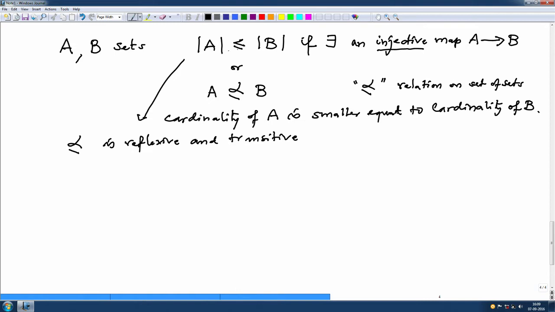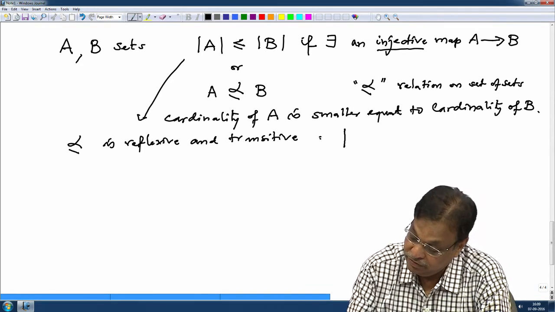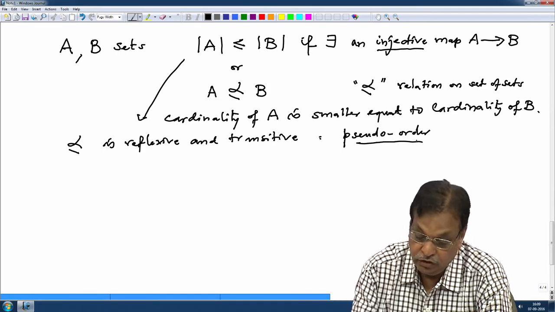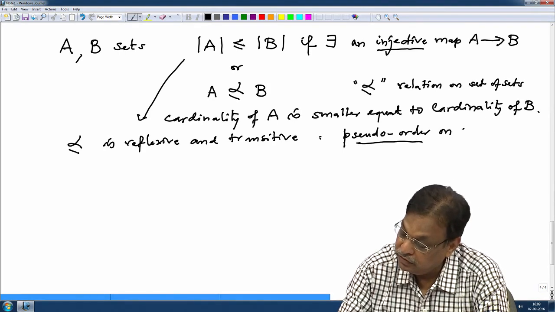Because if you have an injective map from A to B, and an injective map from B to C, then the composite map is also injective. But what is not true is symmetry. Symmetry is not true in fact. So such a relation is usually called a pseudo order. This is a pseudo order on the set of sets.